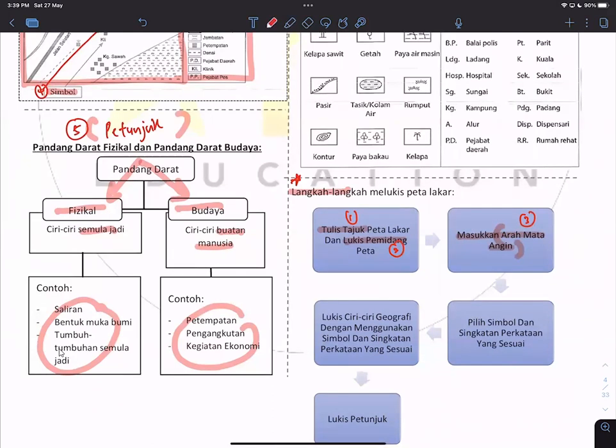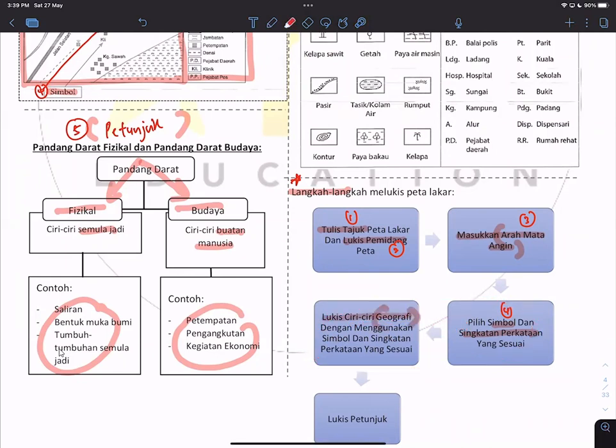So the fourth one, we have the symbol, we have the singkatan perkataan. So this is all symbol. So this is our first step, second step, third step. So third step, we only try to label, we try to draw out a symbol. So the fourth step, we try to lukiskan ciri-ciri geografi dengan menggunakan simbol dan singkatan yang sesuai. Okay, so it's almost the same thing lah. So these two are almost the same thing. Try to lukiskan all the ciri-ciri geografi. Yeah, so the first step, lukiskan ciri-ciri geografi.